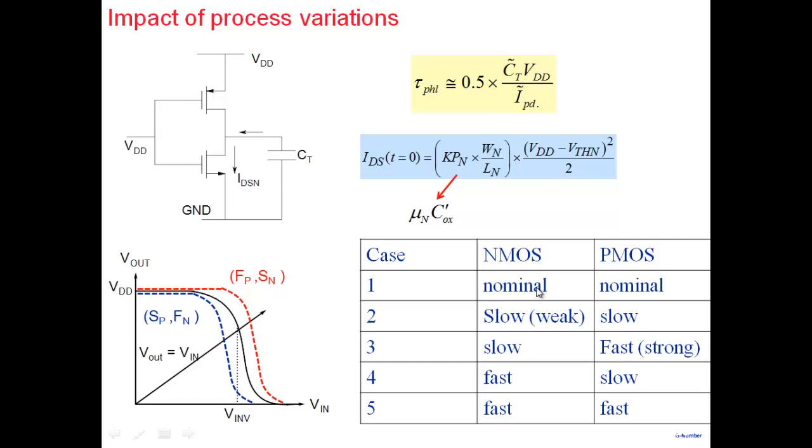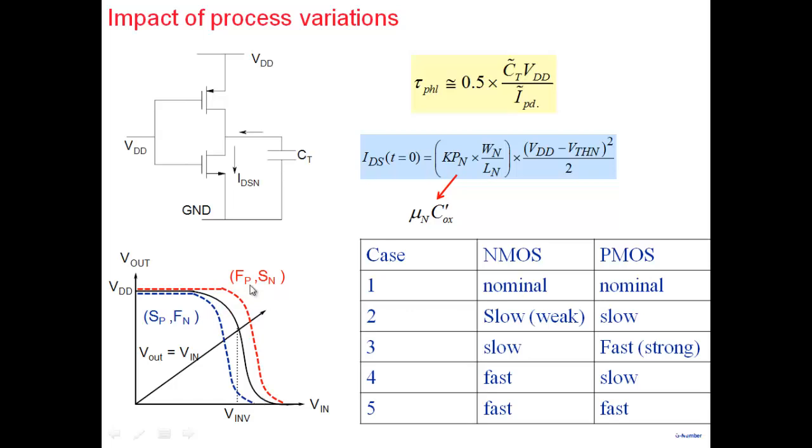We have transistors which we can call typical, or nominal values of transistors. So a typical NMOS and a typical PMOS. Then we have a fast NMOS and a slow NMOS, and a fast PMOS and a slow PMOS. The consequences of this are shown on the voltage transfer characteristics. The black curve here shows the typical values of threshold voltage and KPN. So that's the typical VTC.